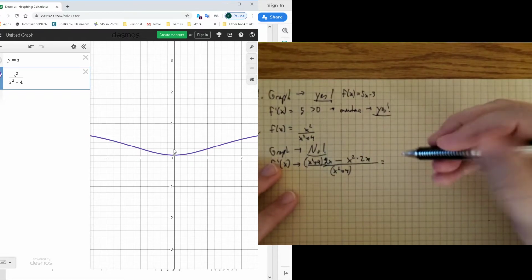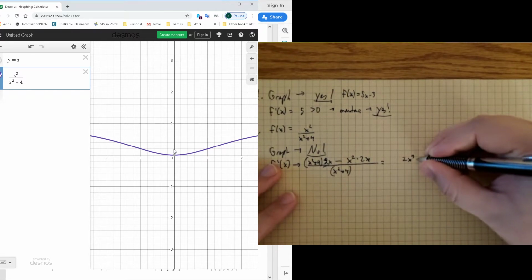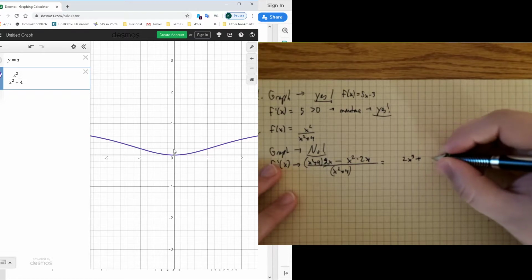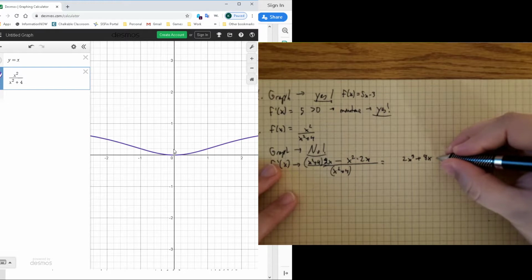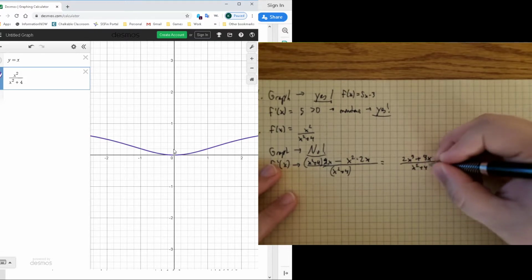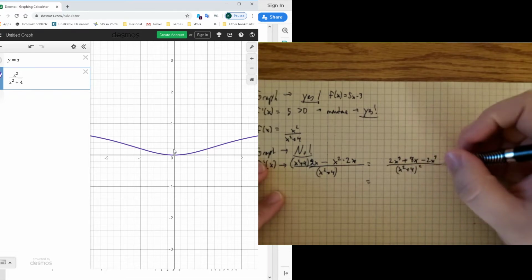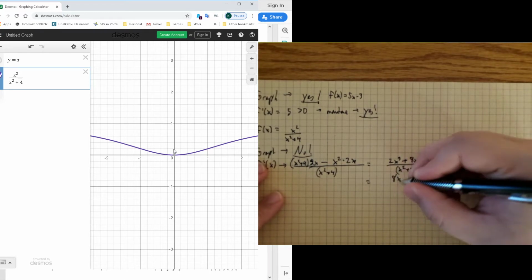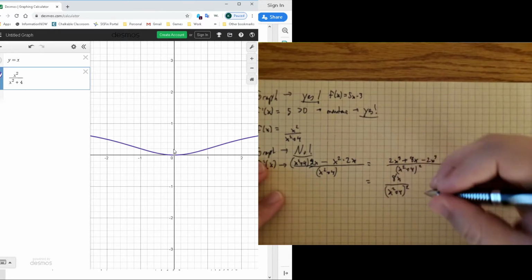So I would have to distribute, so this becomes 2x to the third plus 8x. On top we get minus 2x to the third. On bottom we get (x squared plus 4) squared. We then simplify. 2x to the third and negative 2x to the third are going to cancel, leaving 8x. And on bottom we get (x squared plus 4) squared.